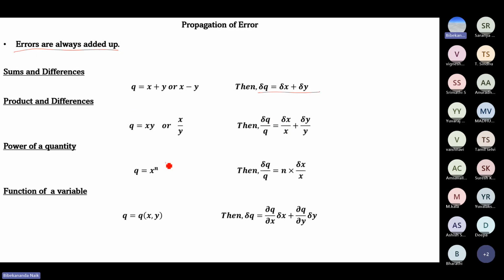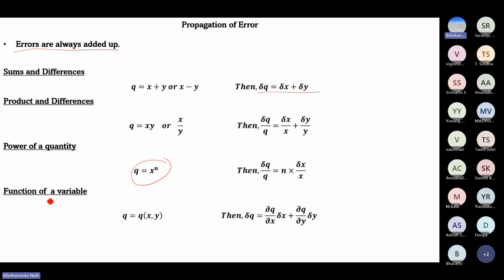Similarly, if you compare it with the power, like x to the power n means x into x n times. So if you do the same thing, add n times, that will be n into delta x by x. So this is one type of calculation, calculating the error value. And another is function of a variable.